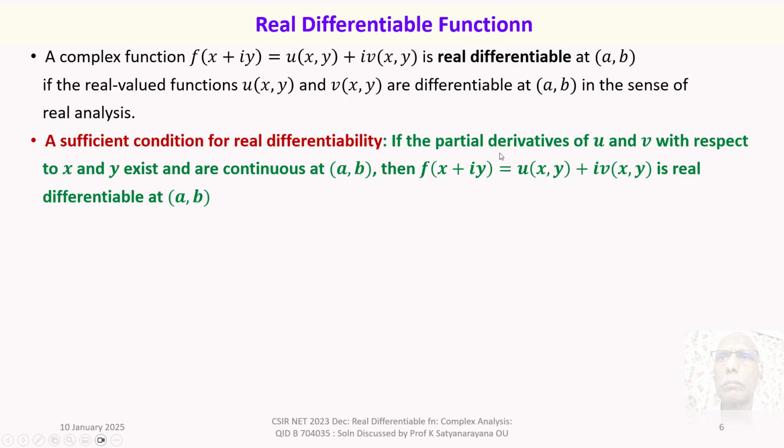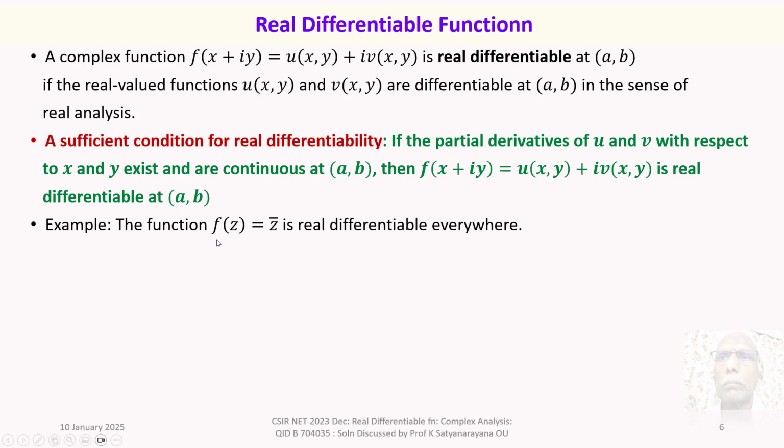So, the conditions are: the partial derivatives of u and v with respect to x and y exist and they are continuous at (a, b), then these u(x,y) and v(x,y) are differentiable at that point (a, b), and thereby this function f(x + iy) = u(x,y) + i v(x,y) is real differentiable at this point (a, b). Right. Here we give two examples.